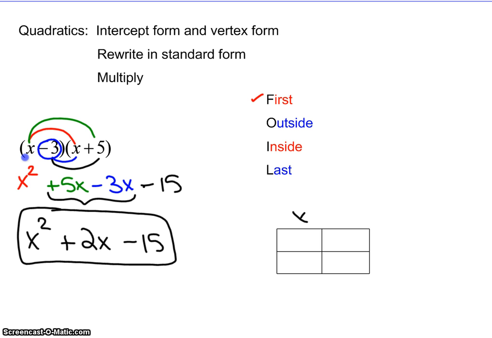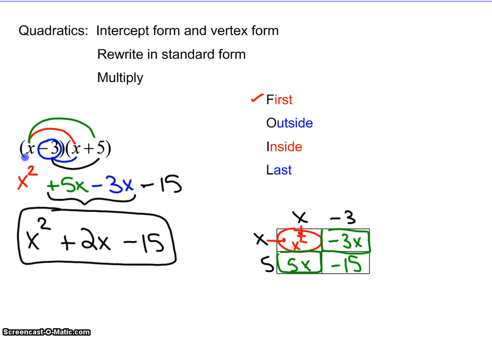Another method we can use is the box method. And what you're doing there is you're writing down your two binomials. And what we're looking at is the box, the part that you're looking at is going to be the two pieces that intersect it multiplied together. Okay. So this box is going to be the negative 3 and the x. This box, the 5 and the x. And then finally the last box, the 5 and the negative 3.